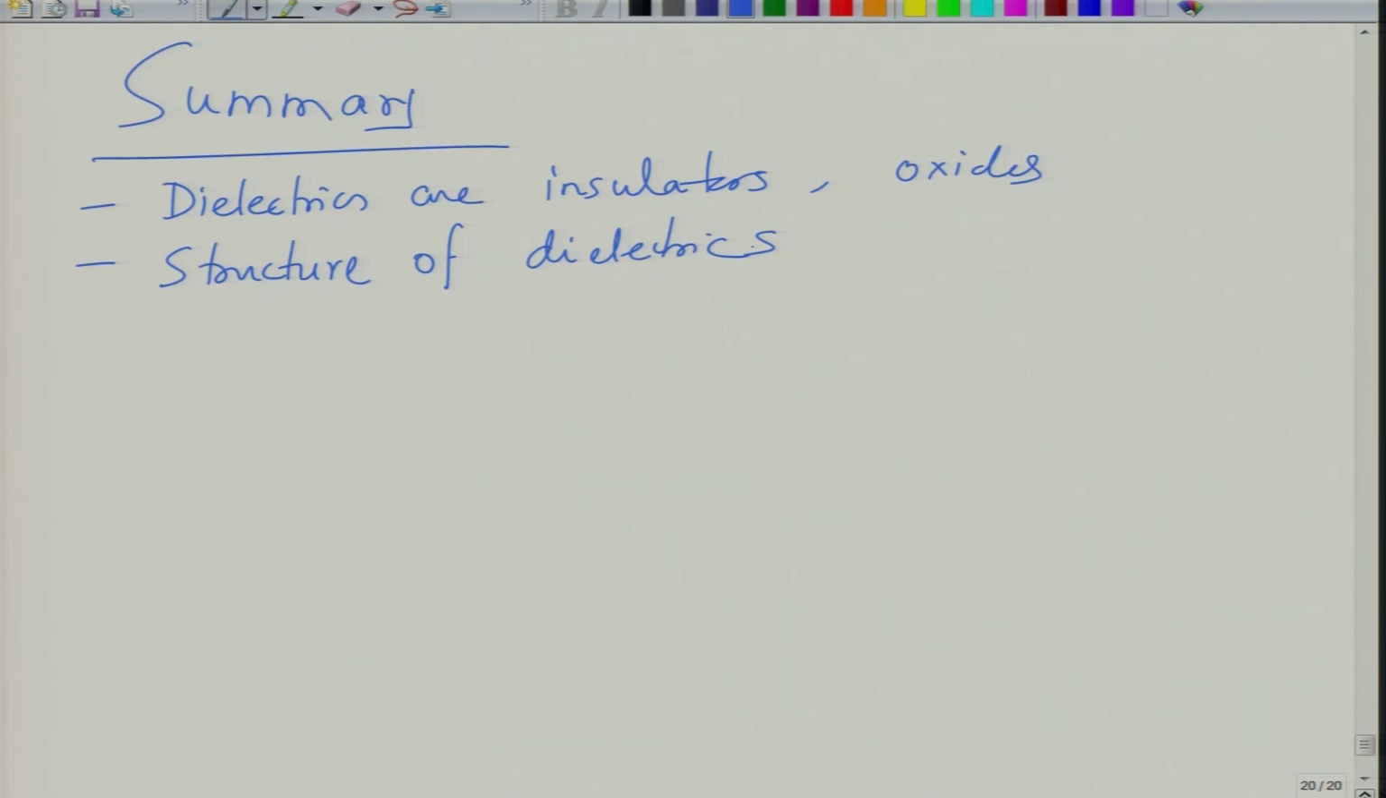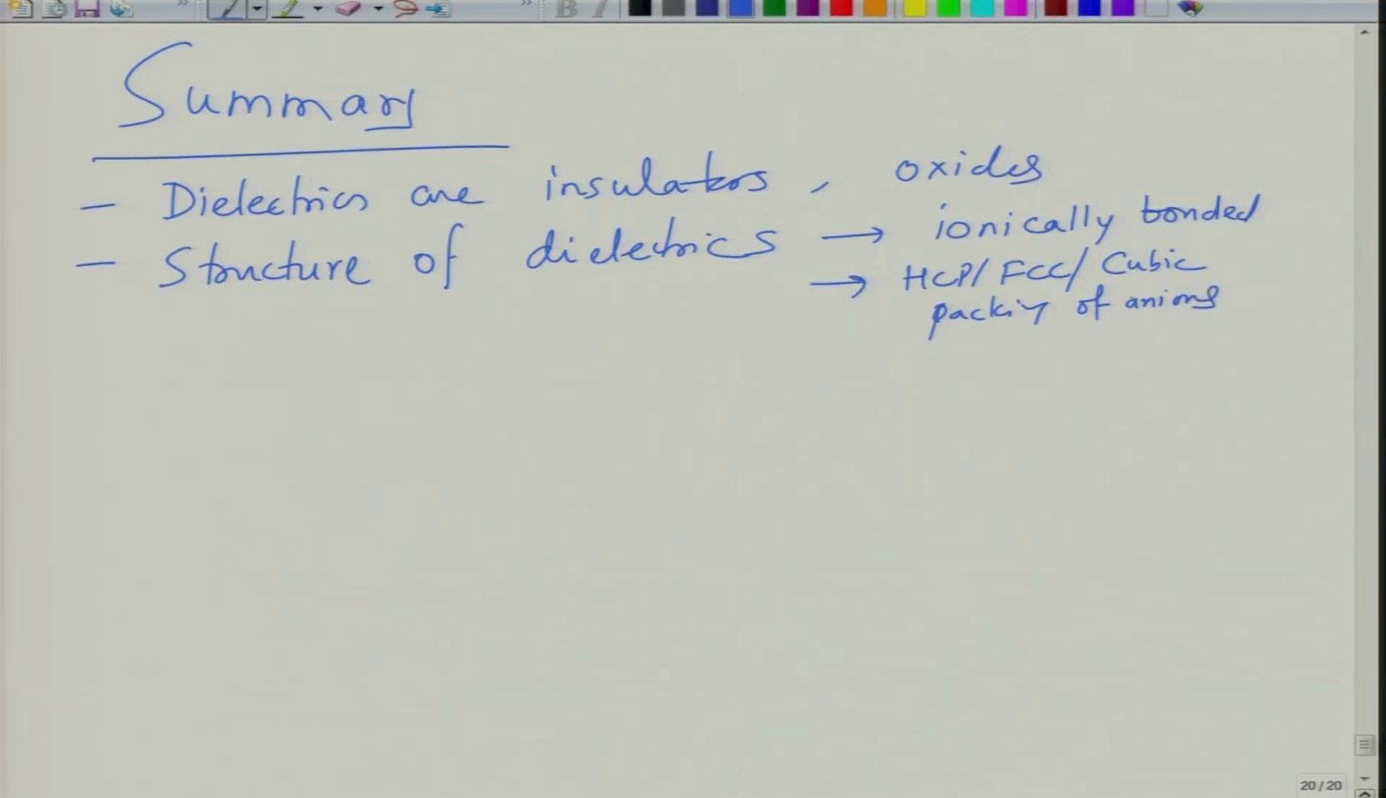We looked at the role of bonding and crystallography in forming the structure of dielectric materials, and we saw that most dielectrics are ionically bonded and generally make HCP based, FCC based or cubic packing of anions. So, structures are based on HCP, FCC or cubic packing of anions, where cations go and occupy the interstices between them.